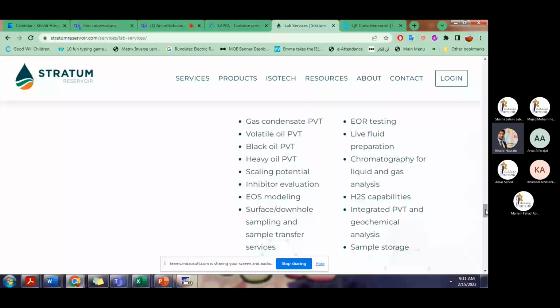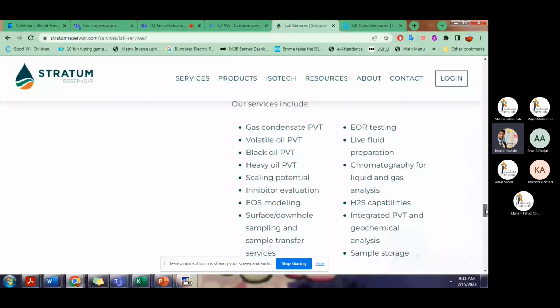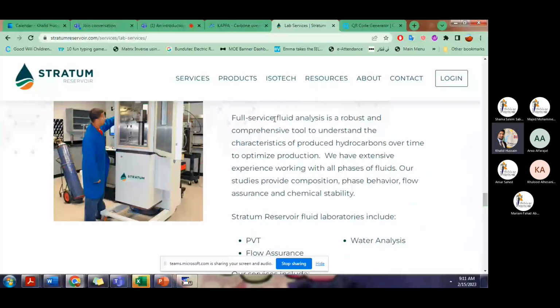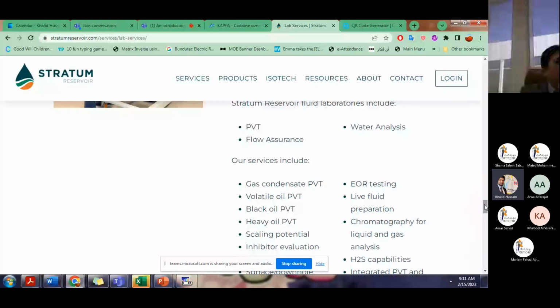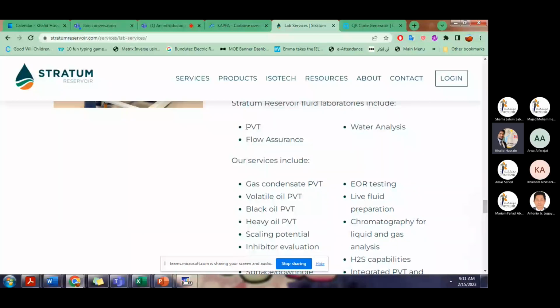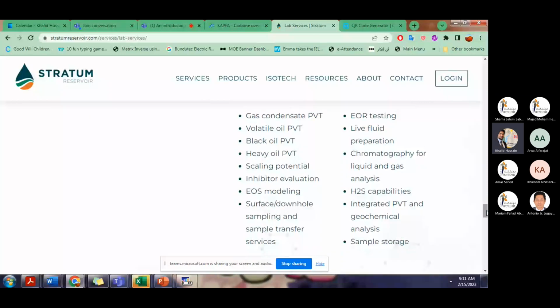If we look at their website, they say they have a full service for fluid analysis, and what they are doing is PVT analysis. PVT means pressure, volume, temperature analysis. They further categorize: for example, they do gas condensates, volatile oil, black oil, and heavy oil. They are all types of reservoir fluid.